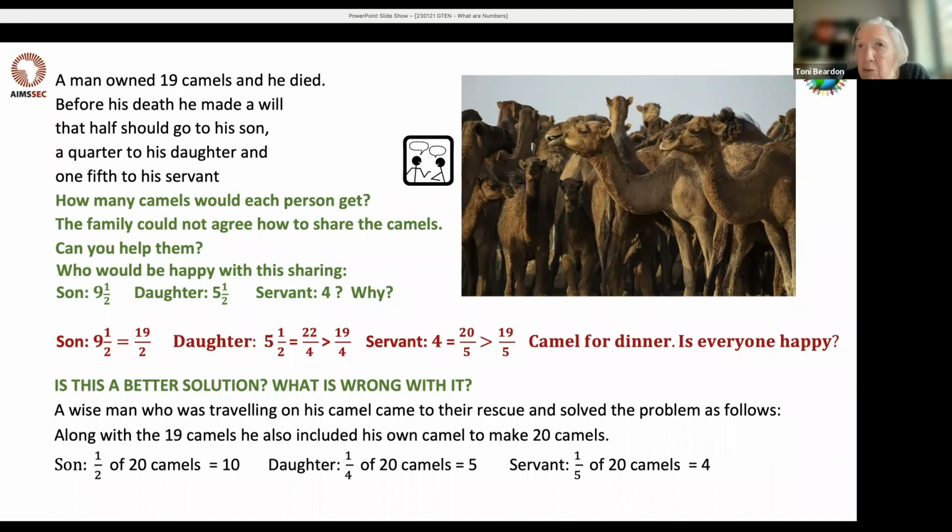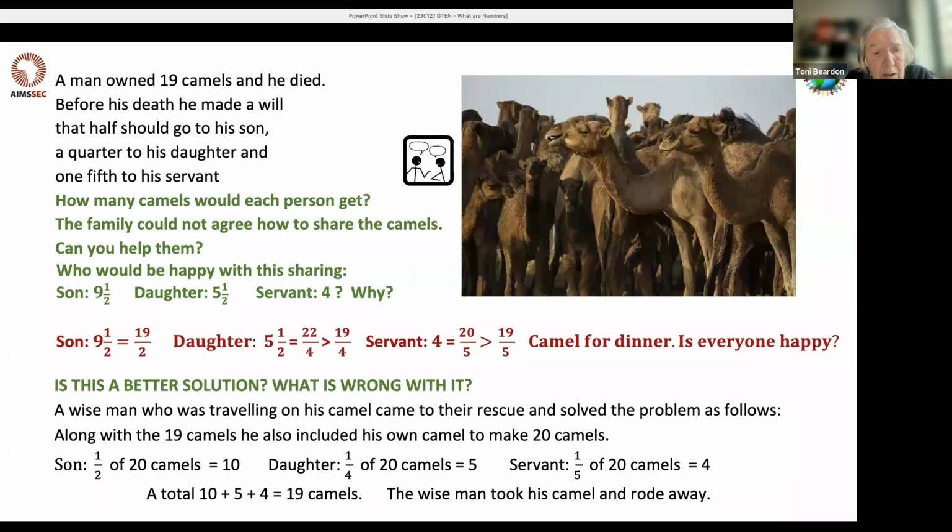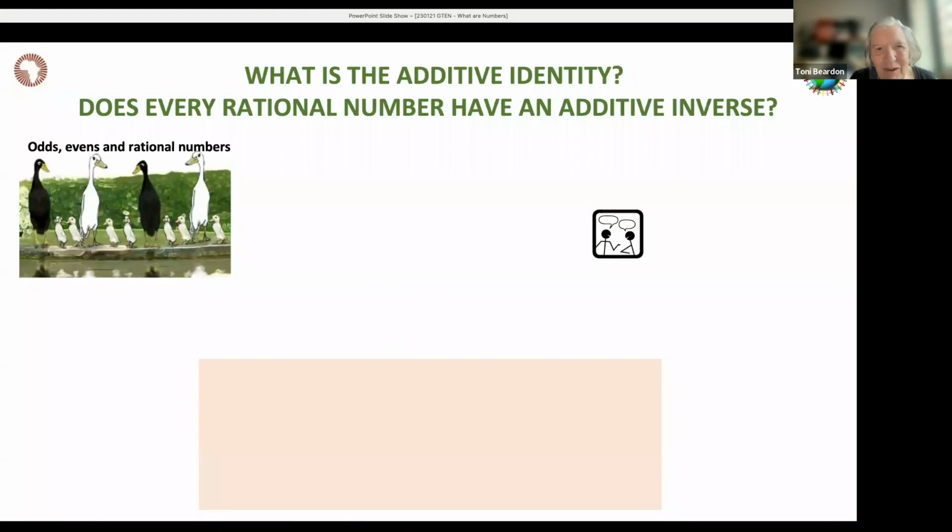And that's Jacob's answer when he rounded up. And that's fine. It's 10 plus 5 plus 4 is 19. And the wise man took his camel and rode away, which is quite a nice answer, except the fractions aren't exactly the same fractions of 19. They're actually fractions of 20. Okay, so let's move on now.